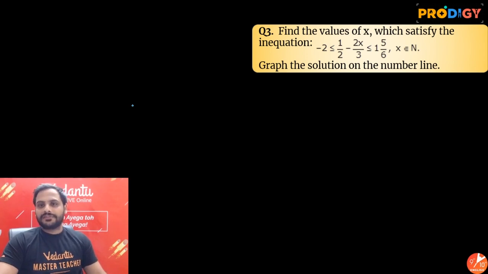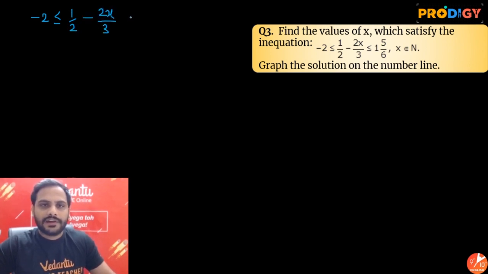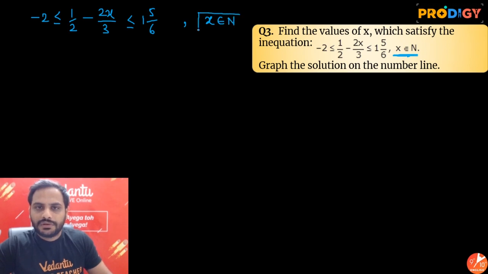Find the value of x which satisfy the inequation minus 2 is less than or equal to 1 by 2 minus 2x by 3 is less than or equal to 1 5 by 6. Let's solve it. So I have this big inequation: minus 2 is less than or equal to 1 by 2 minus 2x by 3 is less than or equal to 1 5 by 6. And it is clearly told x belongs to natural number.